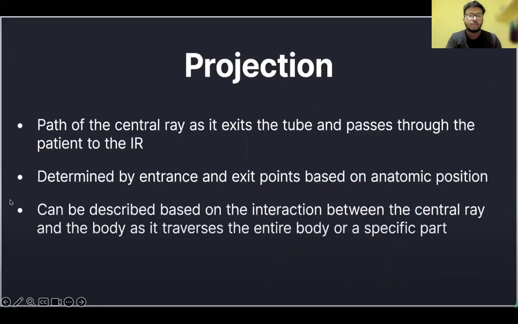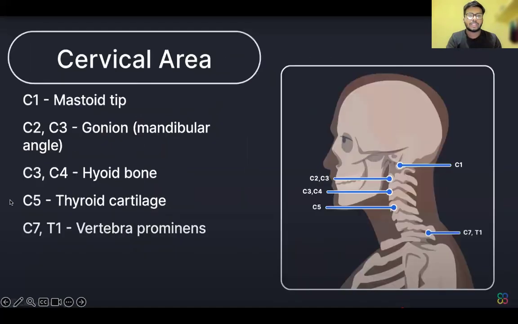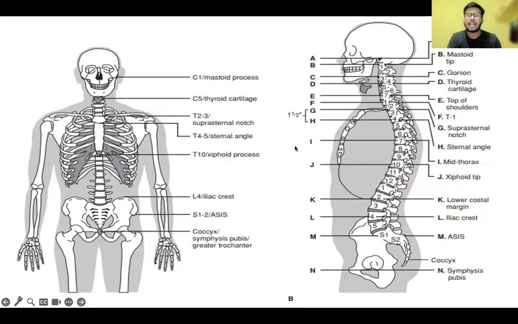So here we have the full landmarks. C1, the level of the mastoid process. C2, C3, gonion angle. C3, C4, the hyoid bone. C5, thyroid cartilage. T1, 2 inches above the jugular notch. T2, T3, jugular notch. T4, T5, sternal angle.